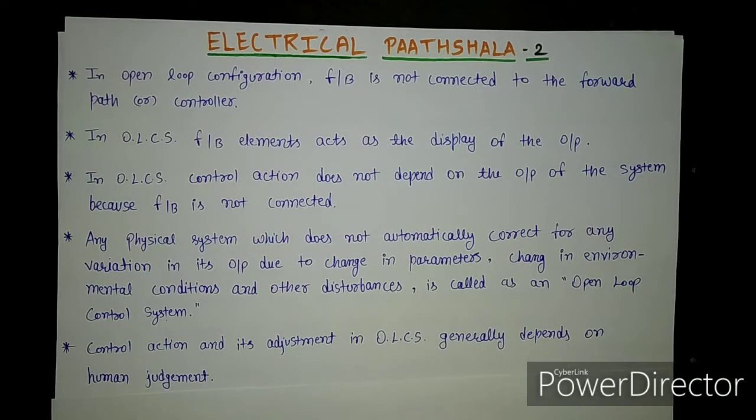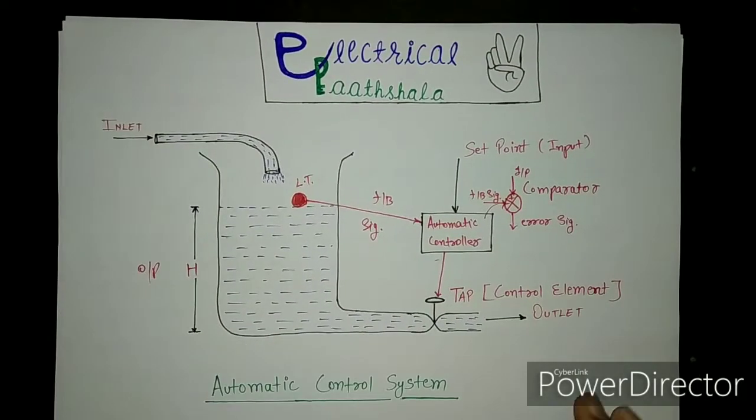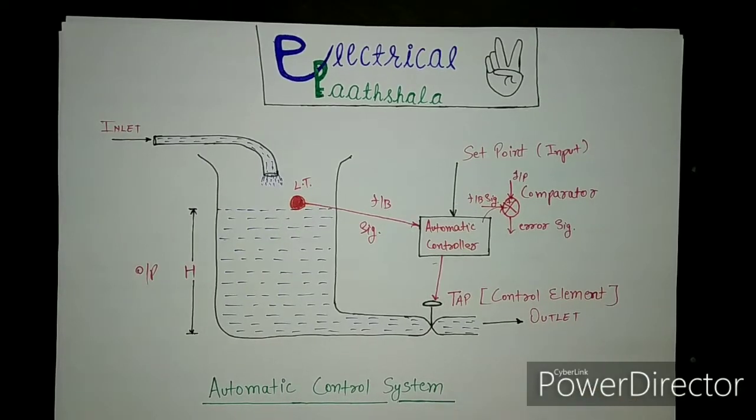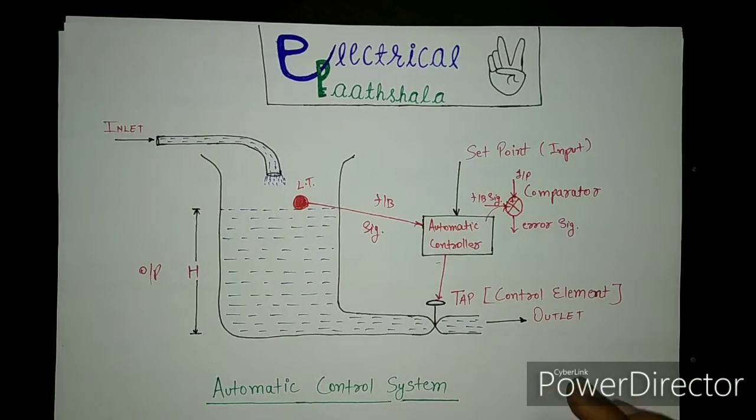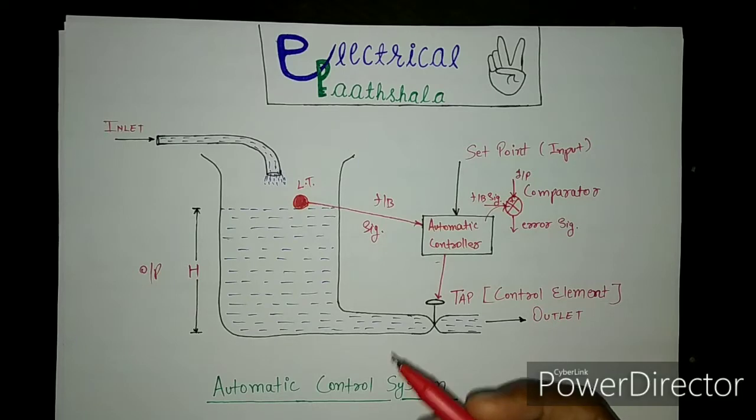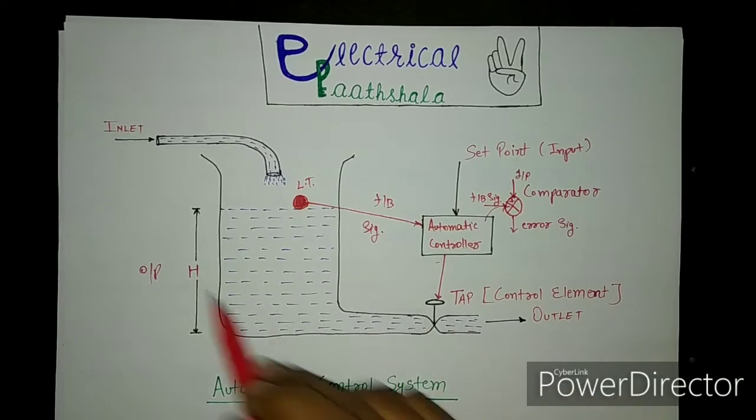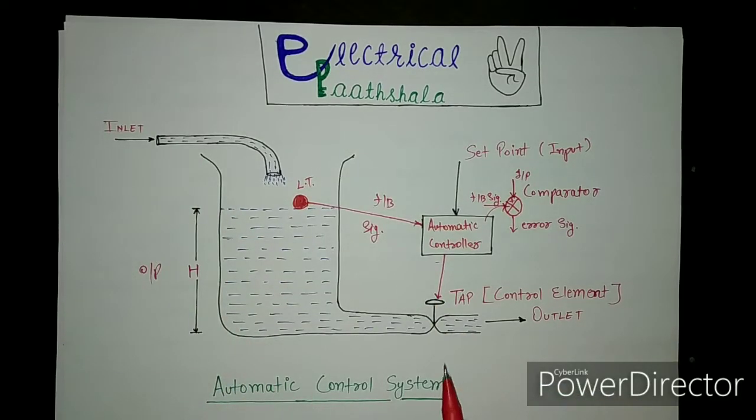Now we will understand the concept of open loop control system with the help of a water level control system, which we have already discussed in our previous video. So if you haven't watched it, please go and watch. So this is your water level control system which we have discussed in our previous video. I will explain this briefly so that you can understand it better.